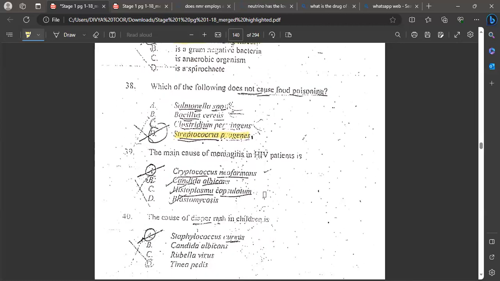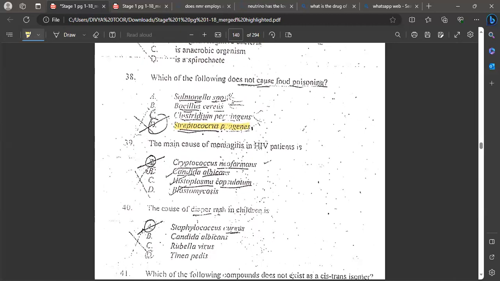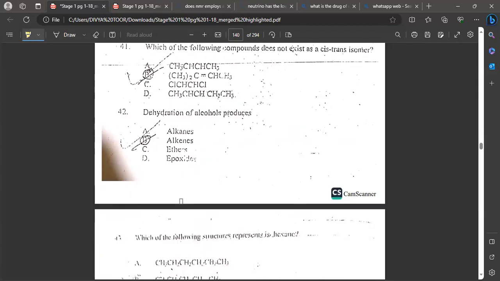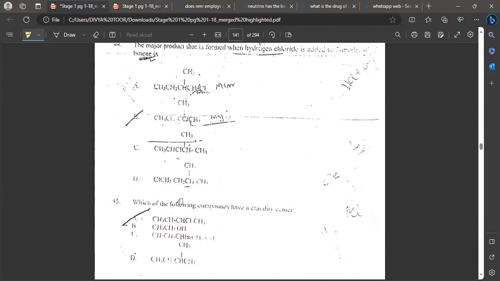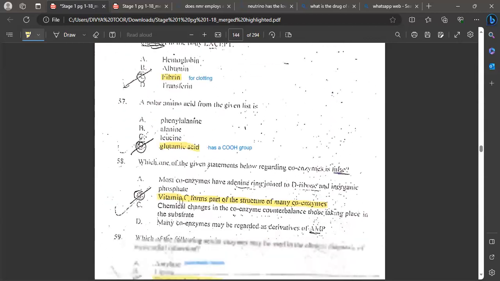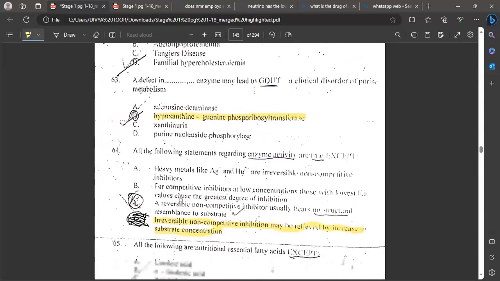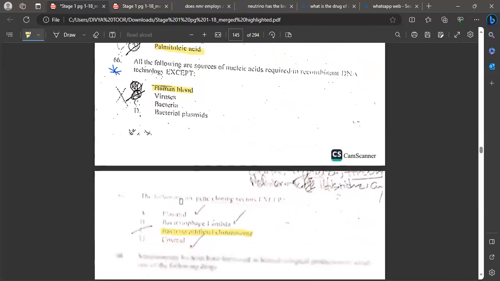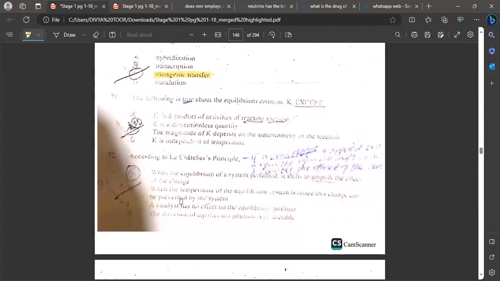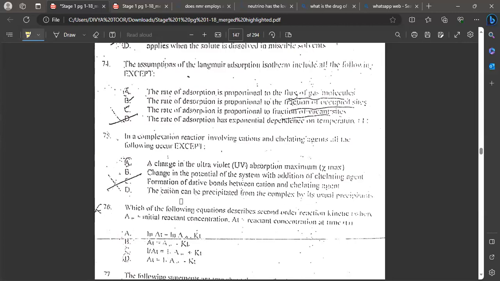And then main cause of meningitis in HIV patients. We've not done this yet. Now this is fungi, yeah, cryptococcus. Yeah, we haven't done that. Okay. Let me look for more. So at least when we're going through food poisoning, we'll make sure we've noted these things down.